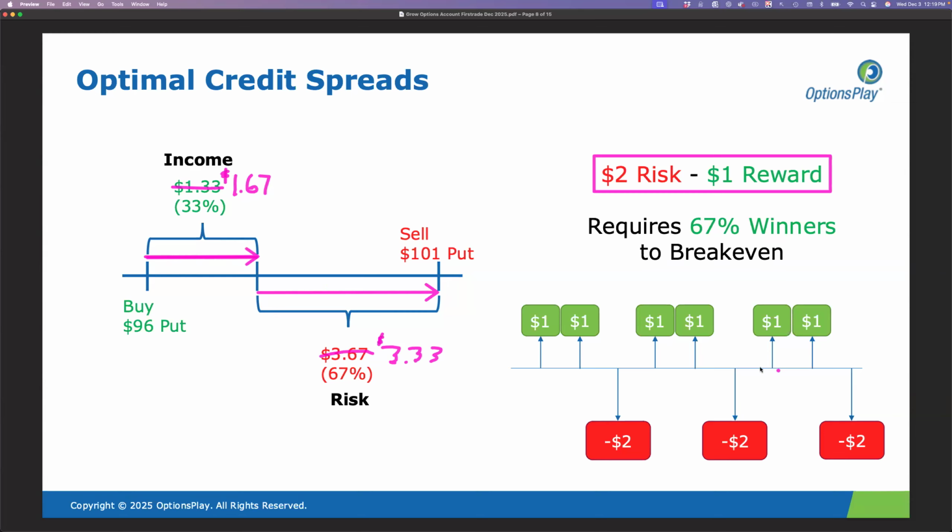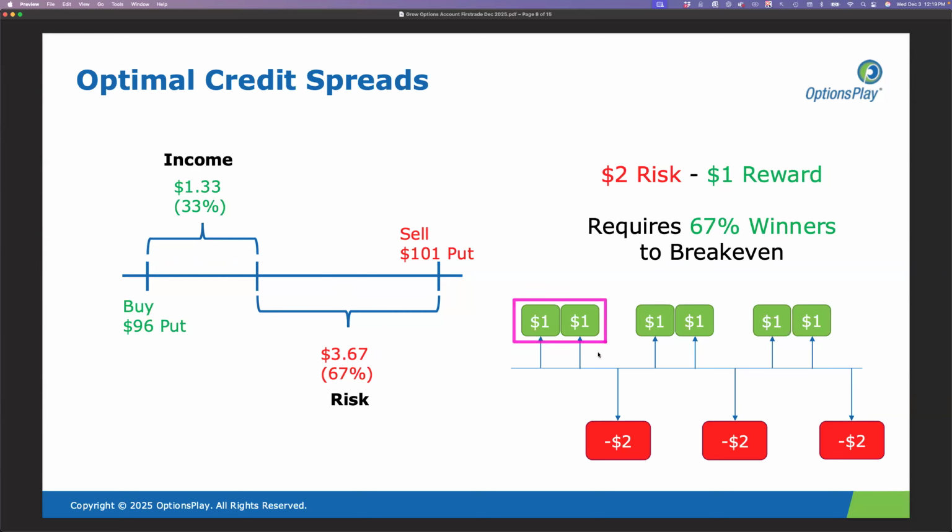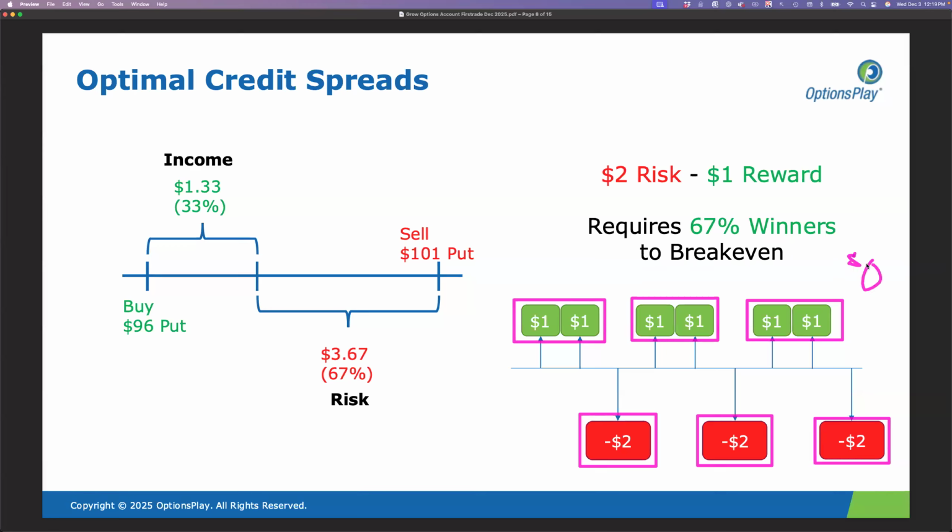That means if you have two winning trades where you win $1 each and one losing trade where you lose $2, and you keep repeating that cycle over and over again, what you get to at the very end is a big fat zero. A lot of people will ask me, why would you ever trade a strategy where the expected outcome is effectively zero? You're not making any money on this.